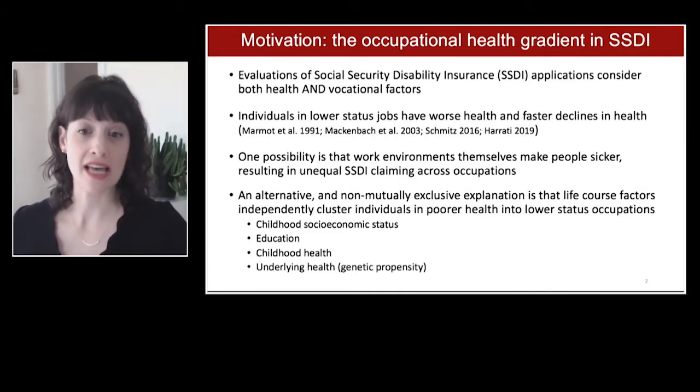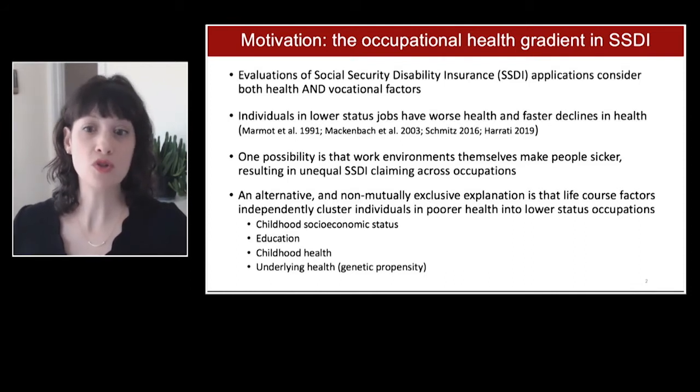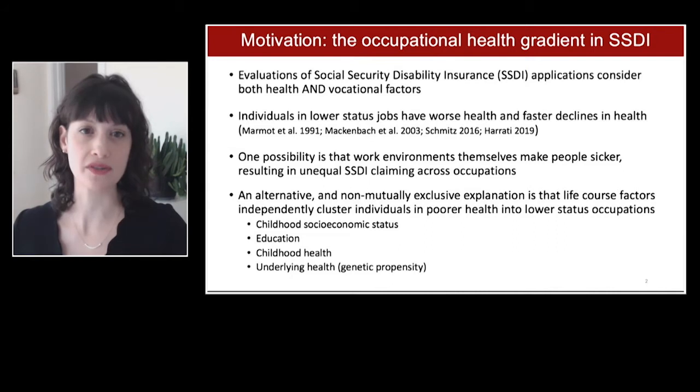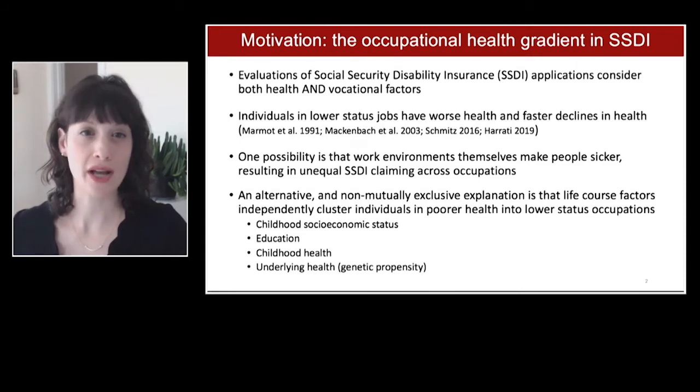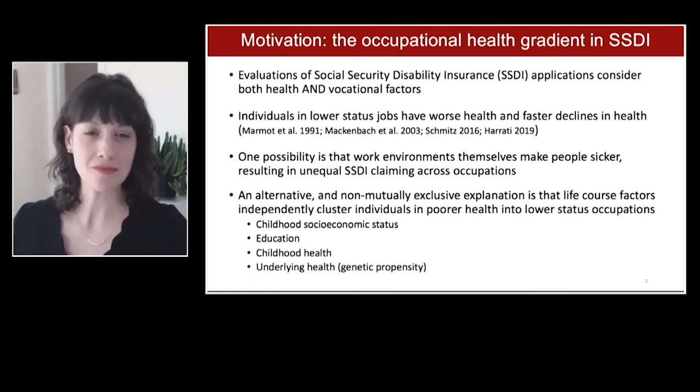One possibility is that work environments themselves make people sicker, and that results in unequal DI claiming across occupations. But an alternative and non-mutually exclusive explanation is that life course factors independently cluster individuals in poorer health into lower status occupations. And so some of these life course factors could include childhood socioeconomic status, educational attainment, your health as a child, or even your underlying health or genetic propensity.